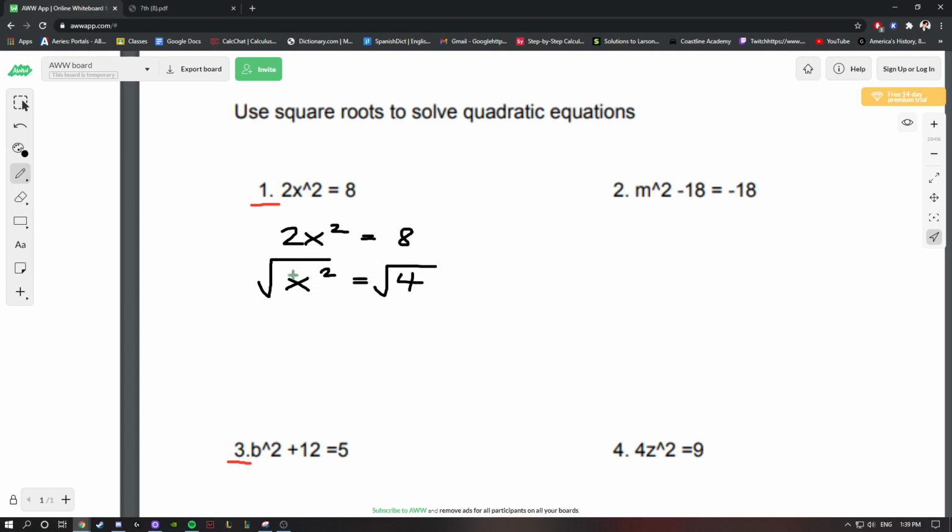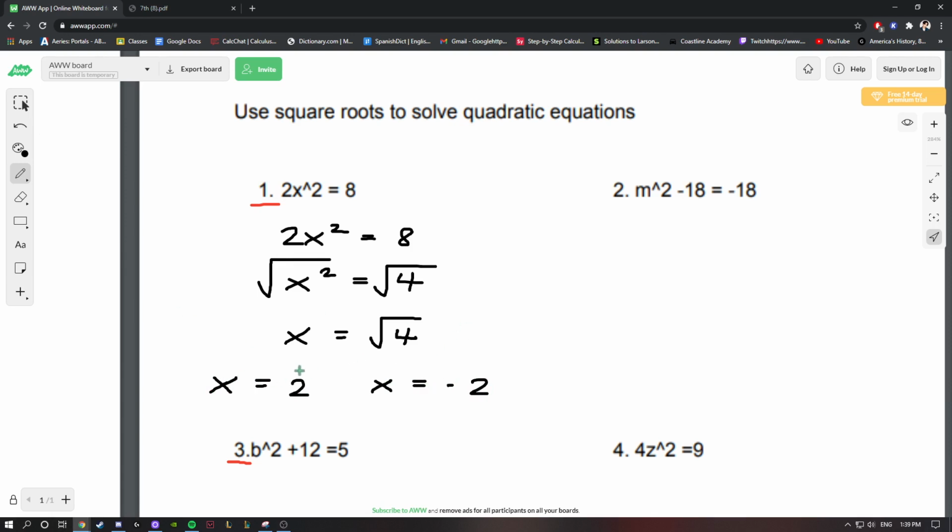So when we square root an x squared, they'll cancel out. We'll be left with x is the square root of 4, and you're looking at this probably and saying, well, it's 2, right? And you'd be correct. However, square roots are two of the same numbers that multiply, basically, to make this number. And if you've noticed, two negatives, when multiplied, will equal a positive. So this is actually equal to x equals 2 and x equals negative 2.